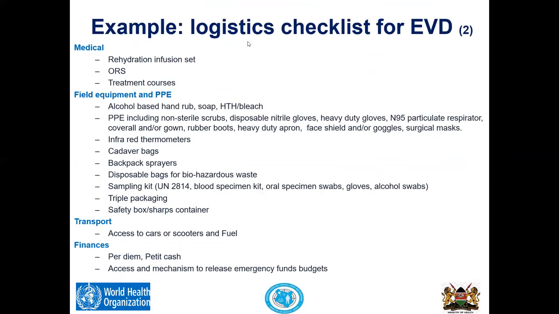Then under medical, you'll also want to have them equipped with rehydration infusion sets, ORS, and treatment courses. Then in the field, you want them to have the right PPEs and IPC materials. Then under transport, they need to have access to cars or scooters and fuel. And I think we mentioned that. And then their finances, access to a mechanism to release emergency funds and budgets.